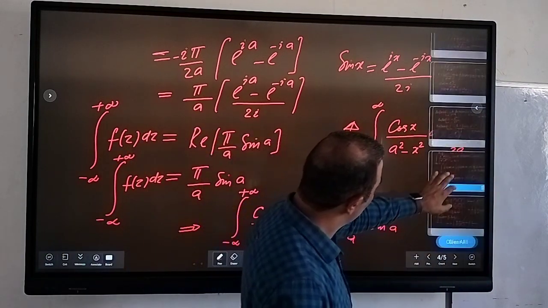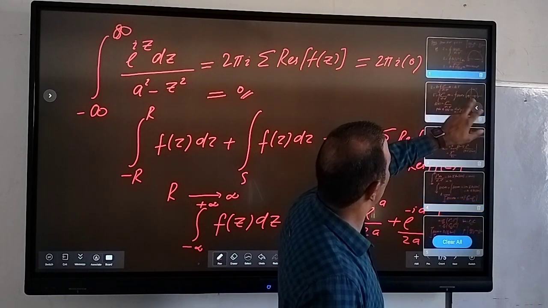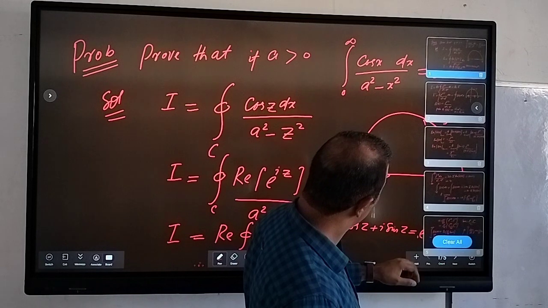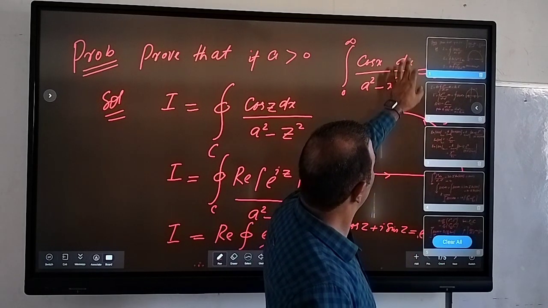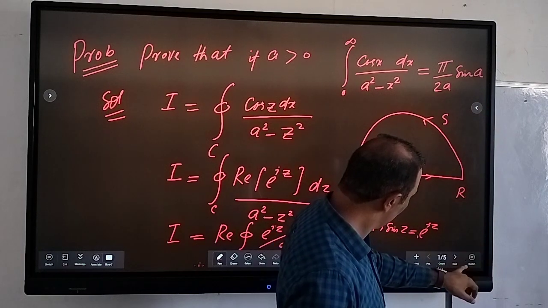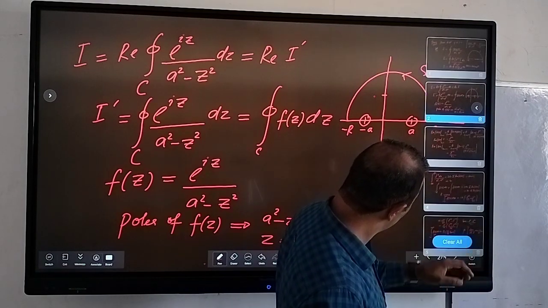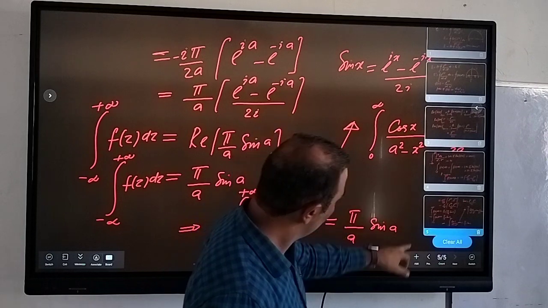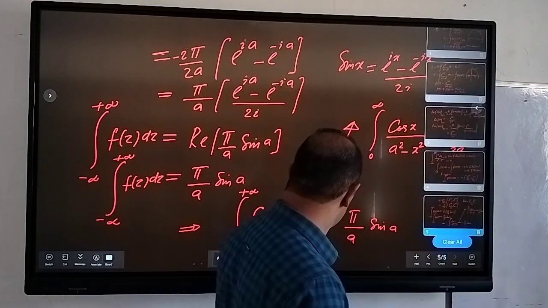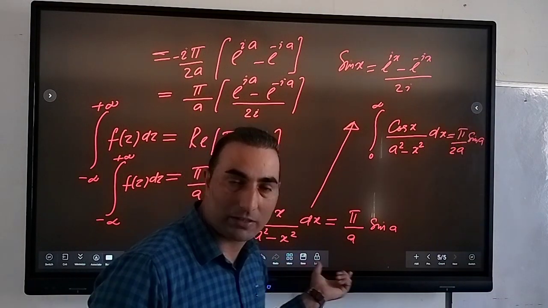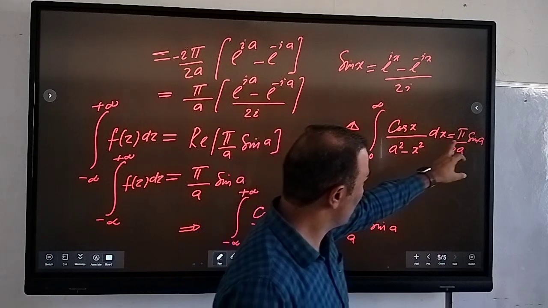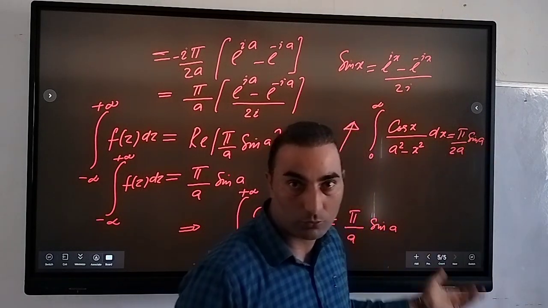So just check. What was our result? We needed to prove that it's equal to pi by 2a sine of a. So that's what we get here. Because our function, cosine of x upon a square minus x square, is an even function, we can write it as twice that integral. So this is what we get here.